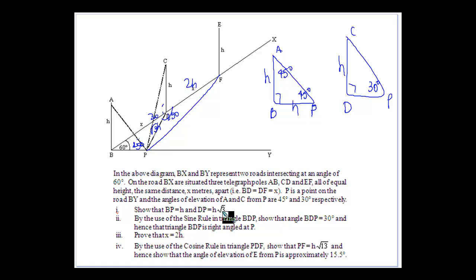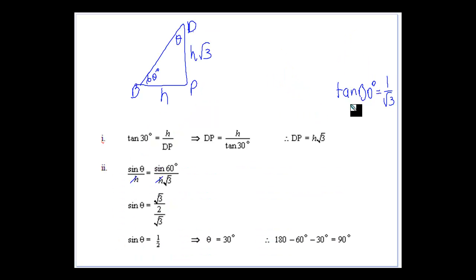For DP is equal to H root 3, well, we consider this triangle that we've got here, the 30, the H, and finding DP. So looking at it there's our DP there, and we want to prove that it's equal to the H root 3. That's going to be used in part 2. So tan 30 is equal to H on DP from our triangle before. It means DP would be H on tan 30. Tan 30 is 1 on root 3. So it would be H on 1 on root 3 gives us H times root 3.